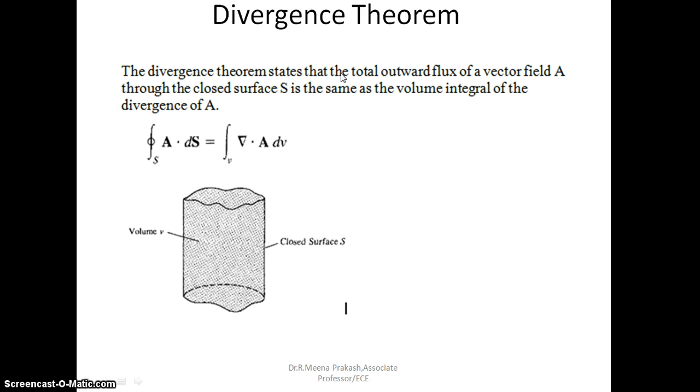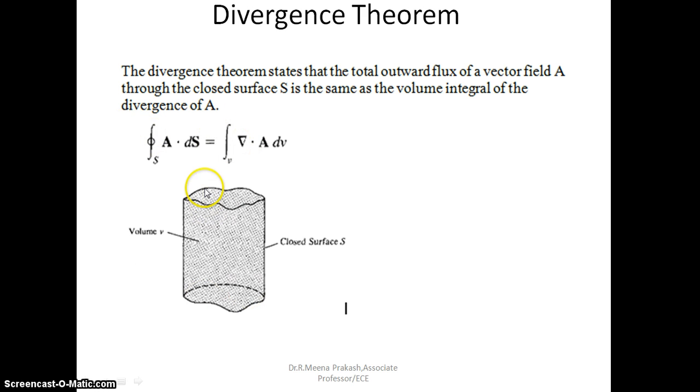And from the divergence, the divergence theorem emanates. Okay, how do you define the divergence theorem? The divergence theorem states that the outward flux, so divergence means net outward flow of flux, is equal to the volume integral of the divergence of A. So net outward flow of flux through the closed surface. Yes, so suppose this is a closed surface. What is the outward flow of flux from this closed surface? This is the same as the volume integral of the divergence of A.